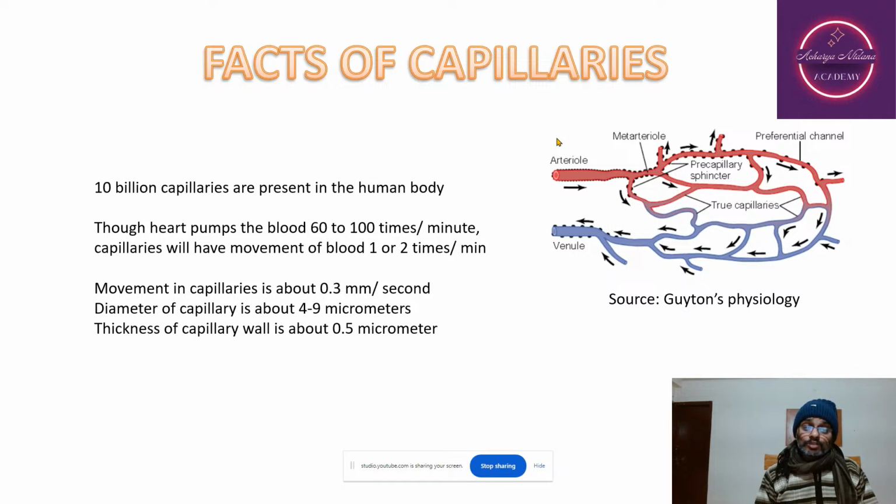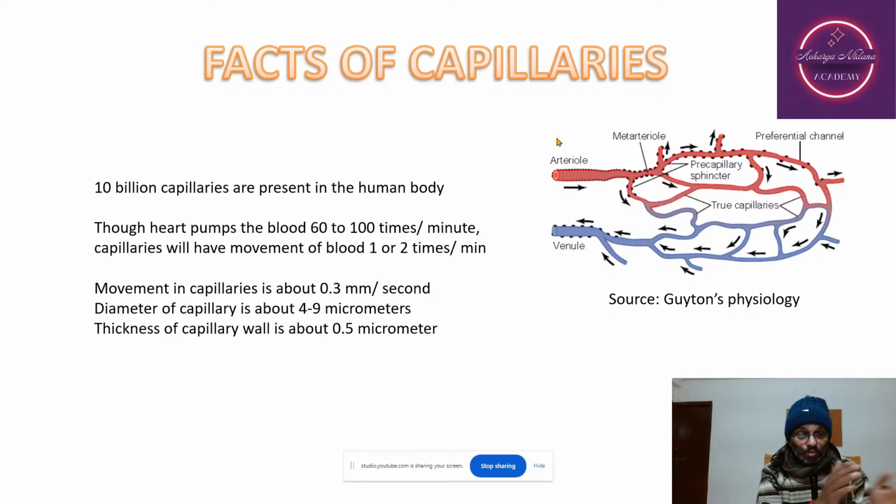Though the heart pumps the blood nearly 60 to 100 times per minute, capillaries will have the movement only once or twice per minute. So, depending upon the nature of oxygenation of the particular tissue, depending upon the nutrient requirement related to the tissue, etc., only once or twice the movement of the blood will be happening in the capillaries.